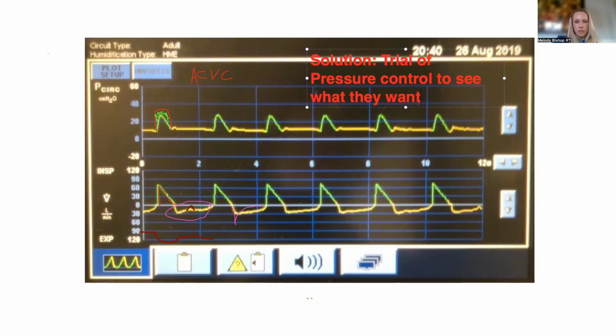So I sort of harp on the goals of ventilation and oxygenation. You have your goals, which is safe volume, safe pressure, safe expiratory time. Is that right? Did I say it right? Yeah.